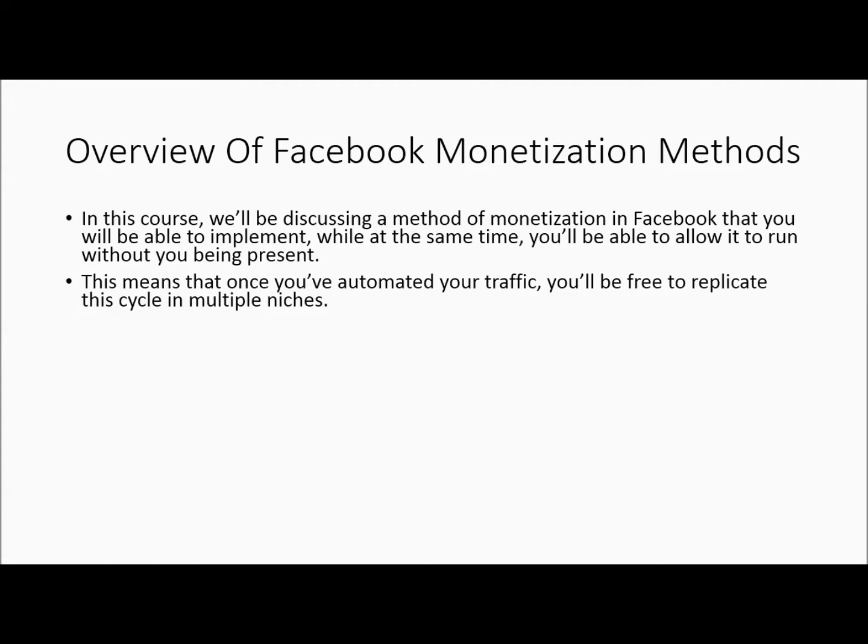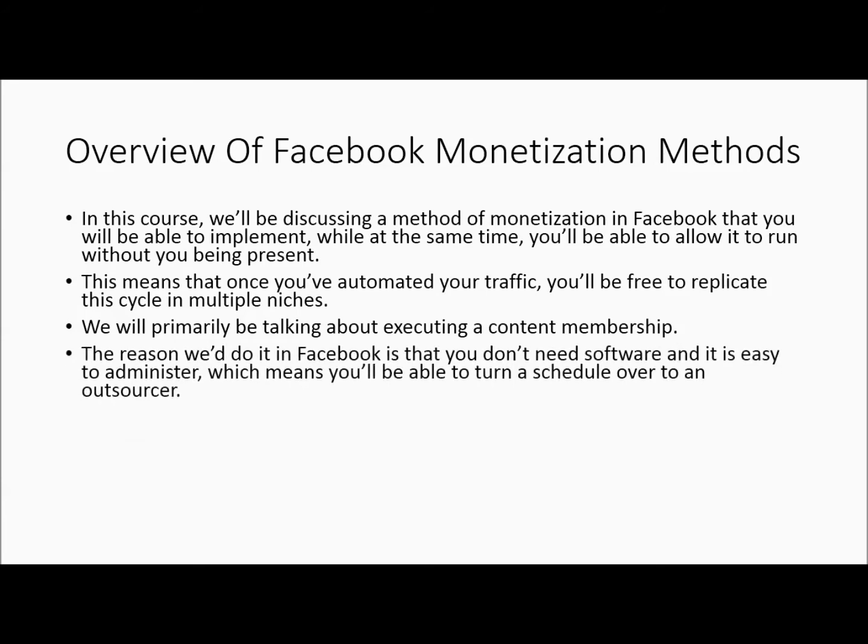This means that once you've automated your traffic, you'll be free to replicate this cycle in multiple niches. And what we'll be primarily talking about in this course is executing a content membership inside of Facebook. As you know, Facebook is a place with a massive amount of traffic, so you'll be able to not only utilize the traffic that's already there, but also take advantage of some of the features that Facebook offers to put a private membership into motion.